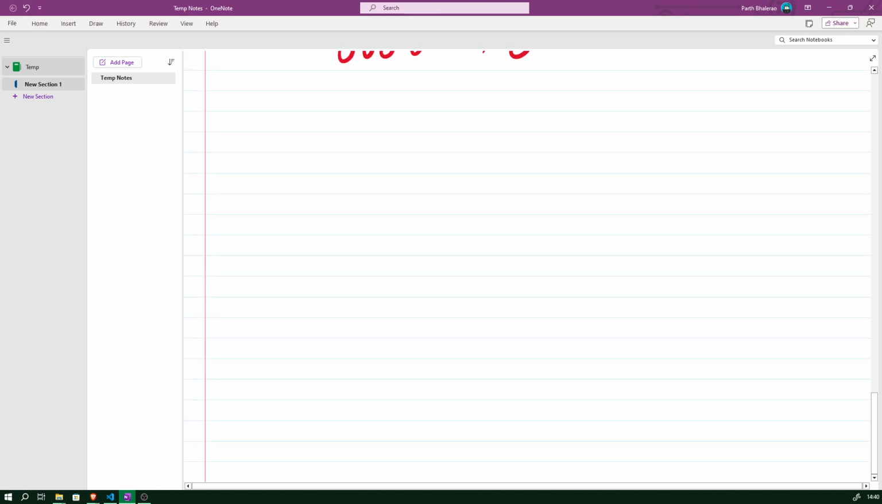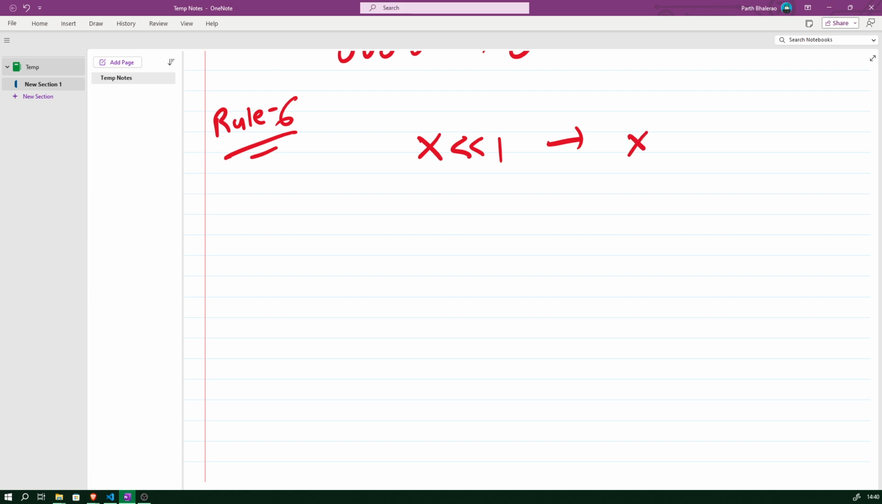Now these last two rules are very important. So rule number 6 is: any number x left shift 1 is basically x multiplied by 2. So actually 5 left shift 1 gives answer 10. How? Let's verify it.